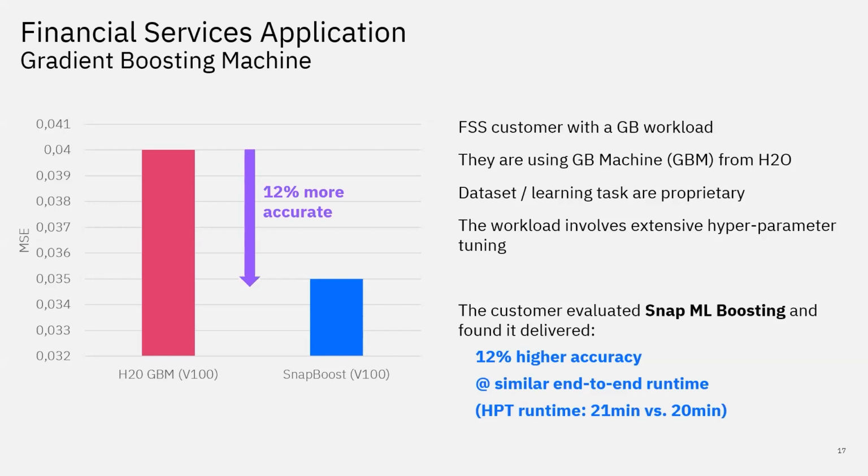Basically, they compared the H2O boosting machine after extensive hyperparameter tuning with the SnapBoost algorithm, again after extensive hyperparameter tuning, both running on the GPU. And they found that SnapBoost could give them 12% improved accuracy, and the end-to-end runtime was very similar. So the total time it took them to do the tuning was around 20 minutes in both cases.